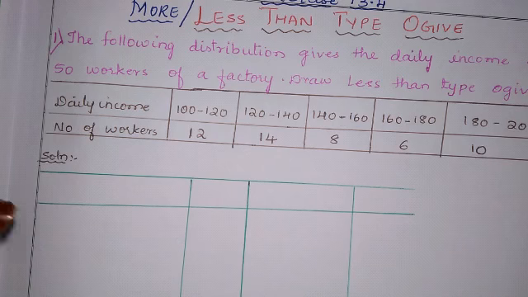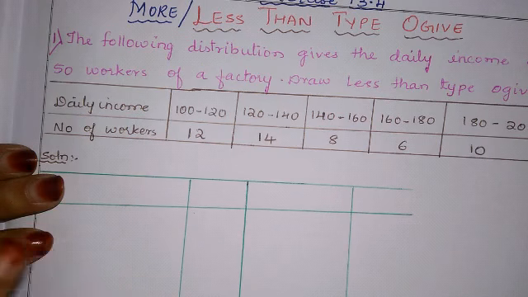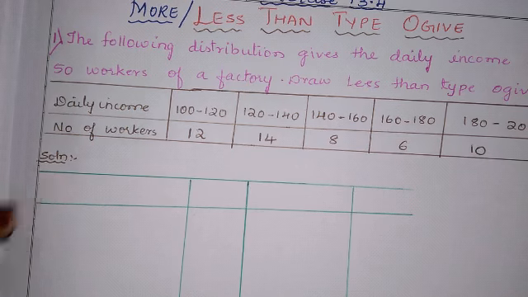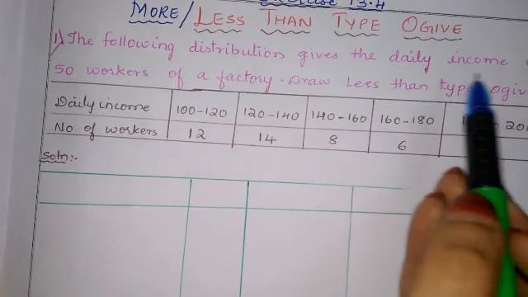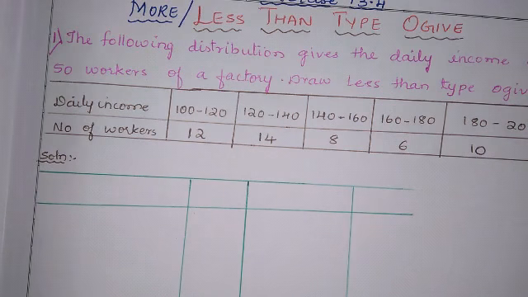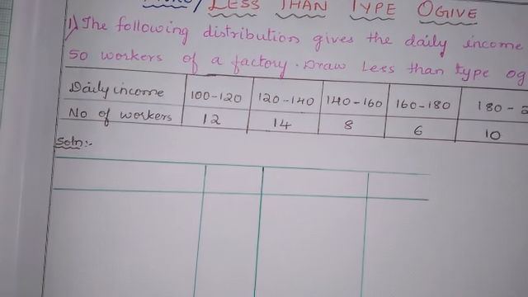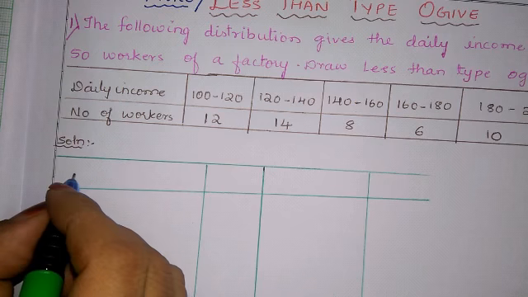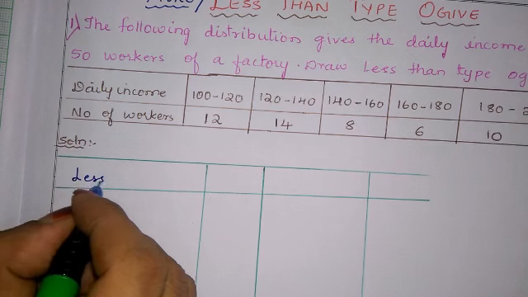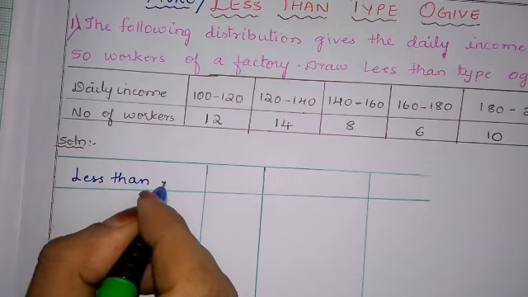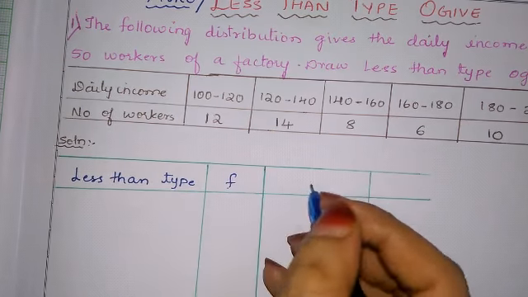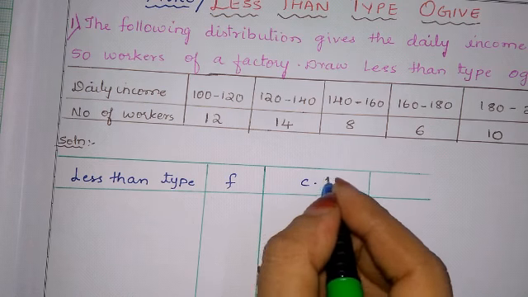Here in OGIVE, we have two types of OGIVE. One is less than type OGIVE and one more is more than type OGIVE. In this first problem, they have told draw less than type OGIVE. So how will we draw the less than type OGIVE? Let us start solving. First thing we have to write here, they have told less than type. So less than type we have to write. Next is given frequency and the next is CF.